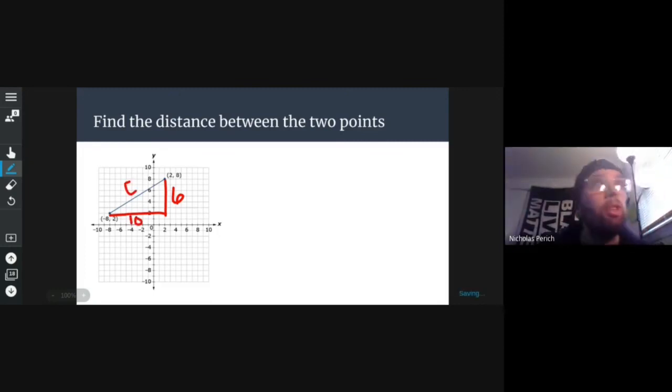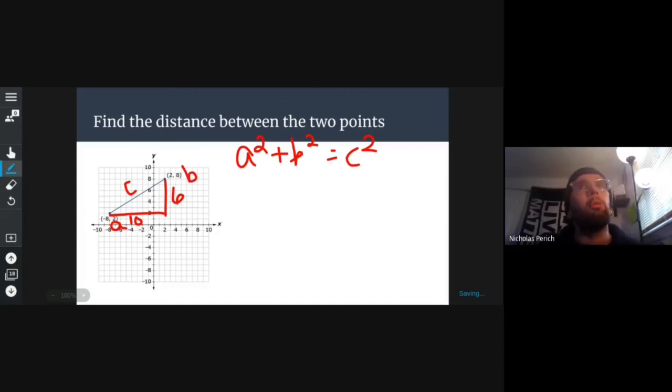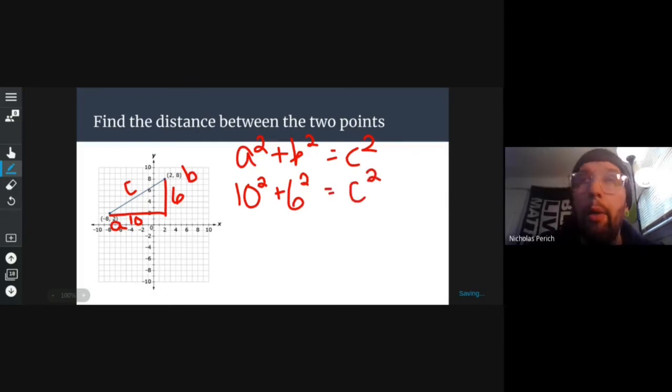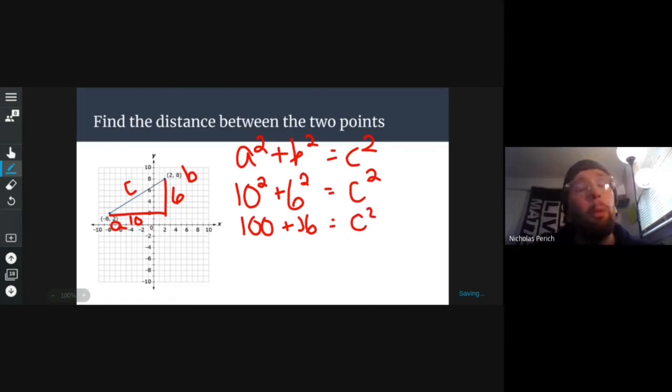I'll call you C. A squared plus B squared equals C squared. I'll call you A. I'll call you B. Doesn't matter which one you call A or B as long as the longest side is C. So this is going to be 10 squared plus 6 squared equals c squared. 10 squared is a hundred. 6 squared is 36. I have two numbers right next to each other that I can just add up right now, so I'm going to do that.